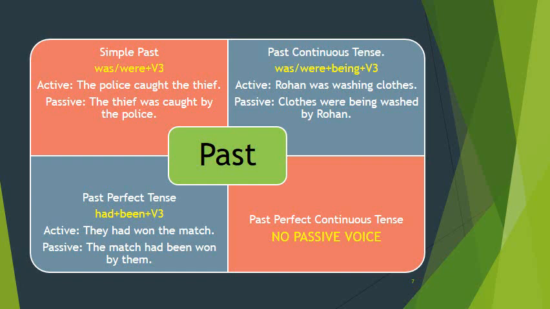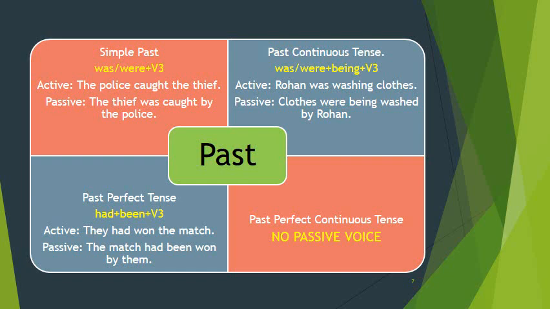Next is past continuous tense. Here the rule is was, were plus being plus third form of the verb. Now the example is Rohan was washing clothes. The passive will be clothes were being washed by Rohan.